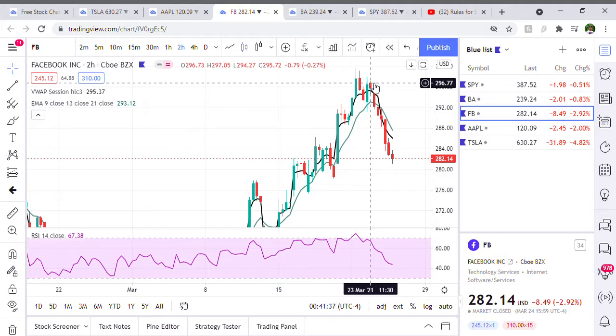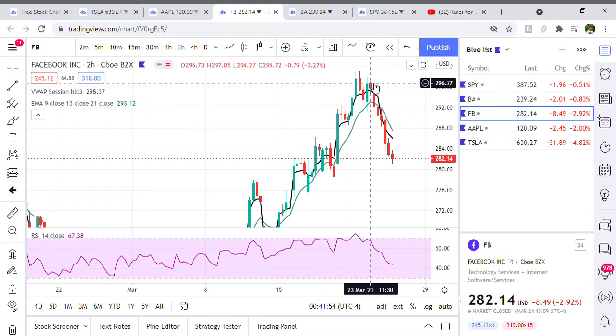Especially I'm saying, if the index is green, never look for a bearish trade. This is for sure. Facebook belongs to the Nasdaq, so if the Nasdaq index or the tech index is green, don't look for bearish trades at all.